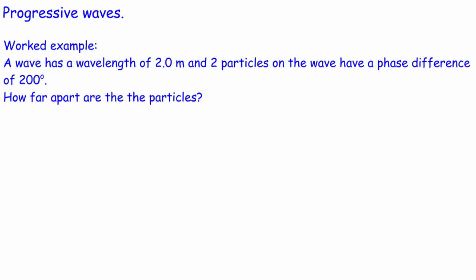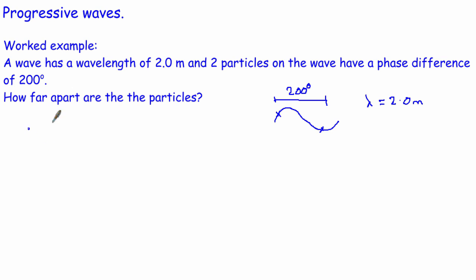So we're going to do one more worked example. I've got a wave. It's got a wavelength of 2 meters, and there are 2 particles on this wave, and they've got a phase difference of 200 degrees. I want to know how far apart these particles are. So I've got a wave like this. I've got something here, for example, and something here. And now I know that the phase difference between these two things is 200 degrees, and I know that the wavelength is equal to 2.0 meters. So I've got 2 significant figures there and potentially only 1 here. I want to know how far apart they are.